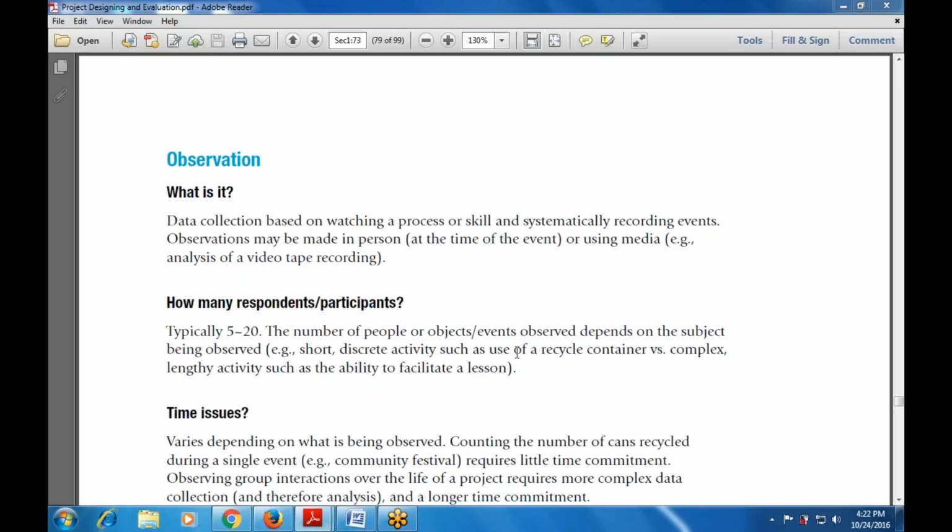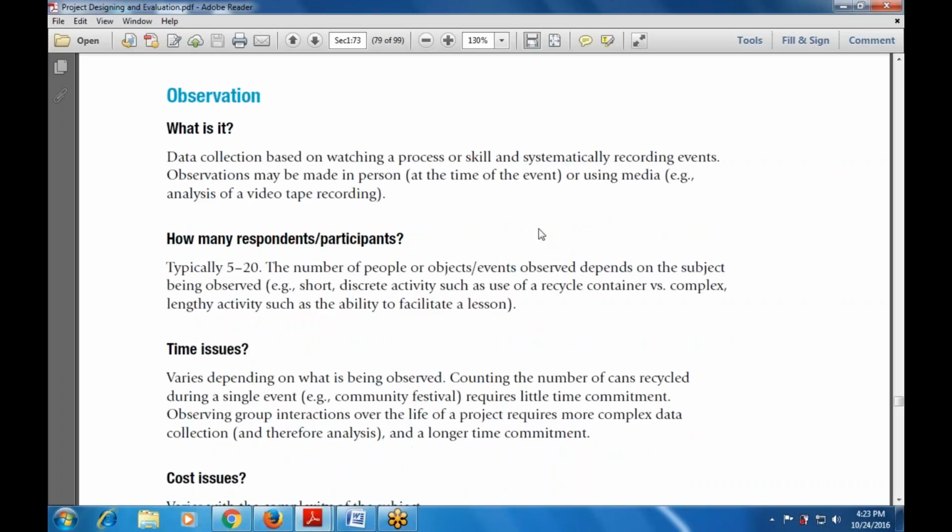Observation is data collection based on watching a process or skill and systematically recording the events. Observation may be done in person at the time of the event or using the media. Whatever the tool we are using, observation can be made at the time of the event or using the media. Example, analysis of a video tape recording.